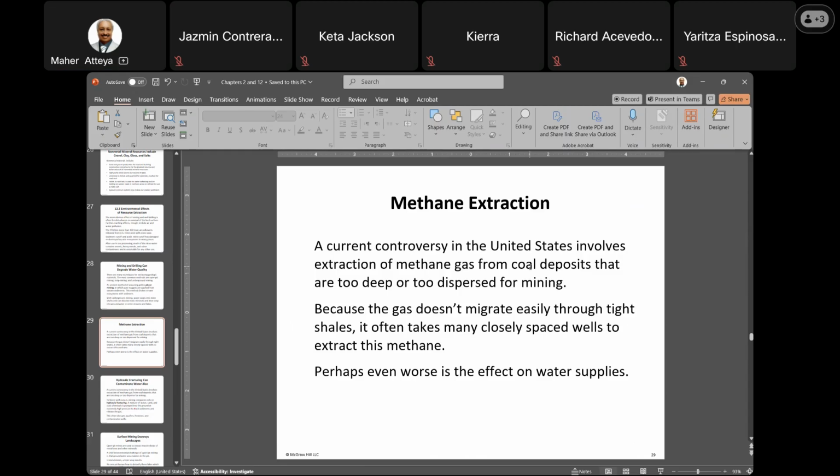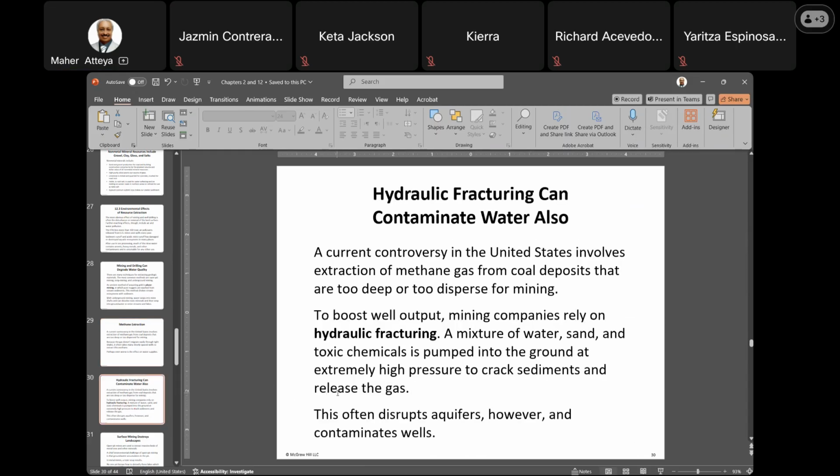Correct, and the gas does not migrate easily through tight channels. It often takes many closely spaced wells. That's the holes inside the wells or inside the deposits of coal. You have to go through those deposits and crack them to release this gas. Now, by doing this, you have to put a lot of chemicals, sand, and subsoil, a lot of stuff to help crack these deposits.